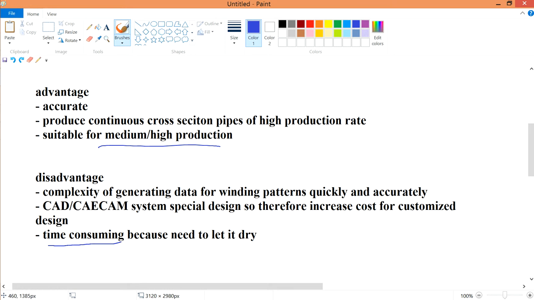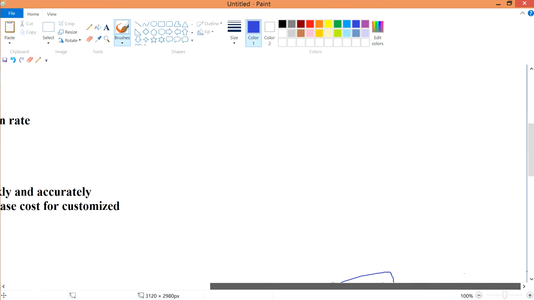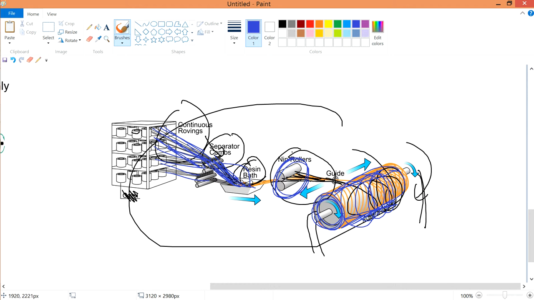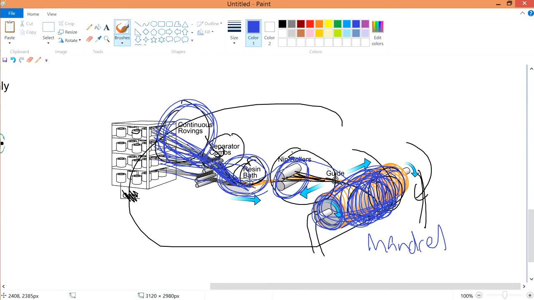Also, you need time to let it dry, because if you think about it, you feed your rovings into the resin bath, and then you slowly feed them through the guide onto this rotating mandrel, or this cylindrical part. Once you feed it in, you need time to slowly dry it. For example, this is an empty rotating mandrel, and once you go over it, you have to go over it just like that.